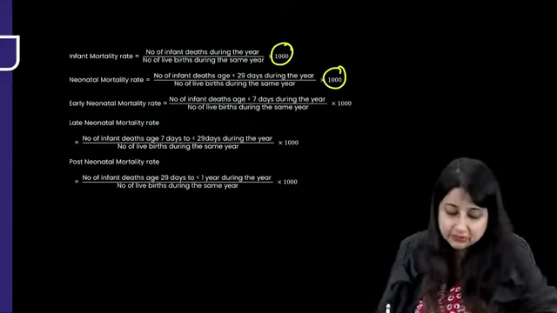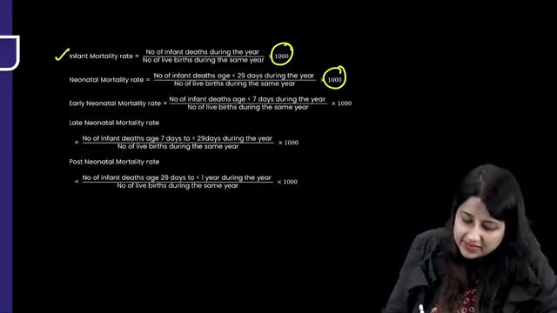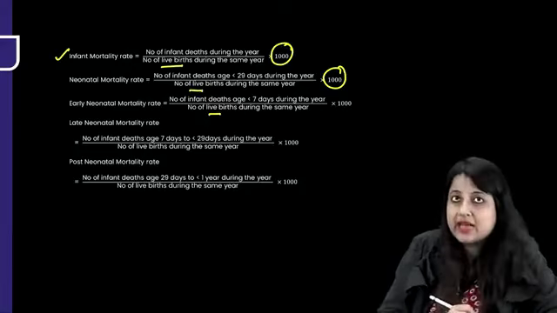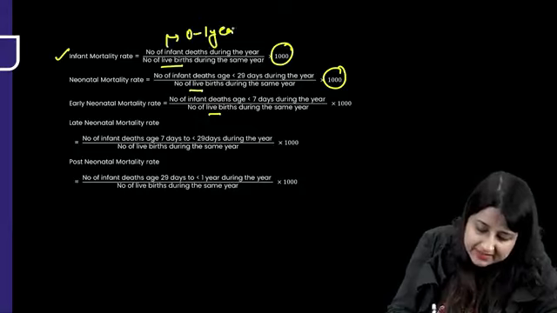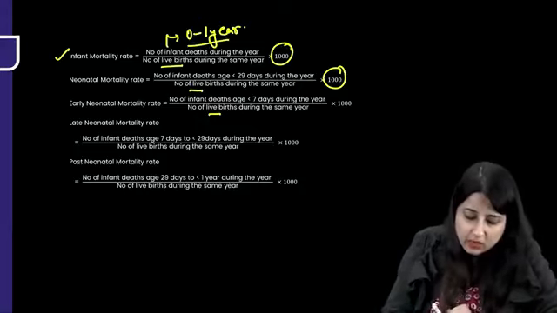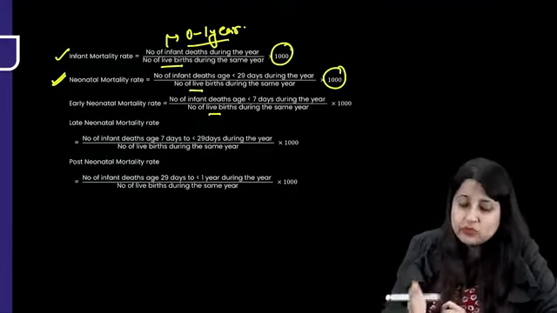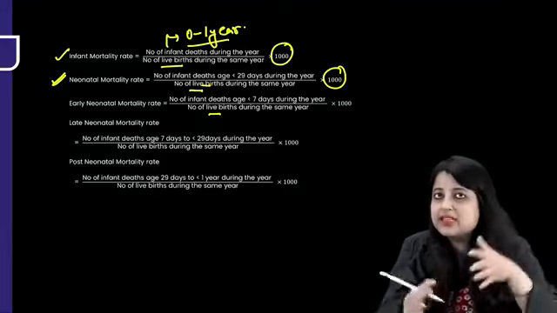So if you see infant mortality rate, it is the number of infant deaths during the year per 1000 live births. Everywhere the denominator is also live births, guys. And when I say infant death, it means from birth till 1 year, 0 to 1 year. What is the neonatal mortality rate? It is the number of infant deaths up to 28 days. So it says number of infant deaths, but actually infant means 0 to 1 year.